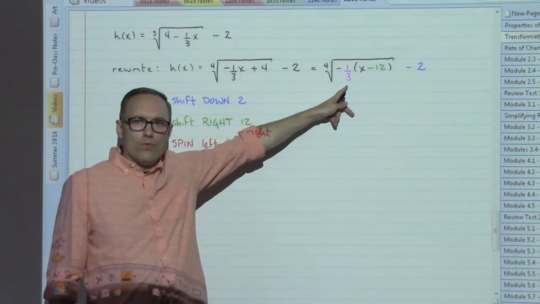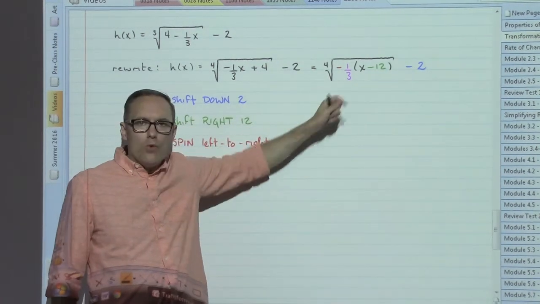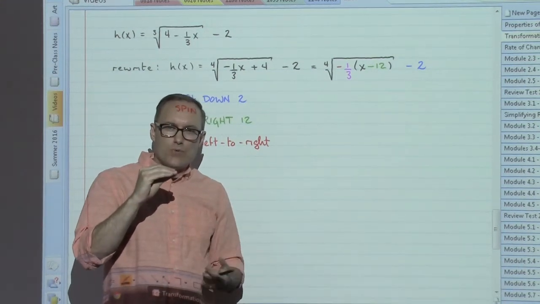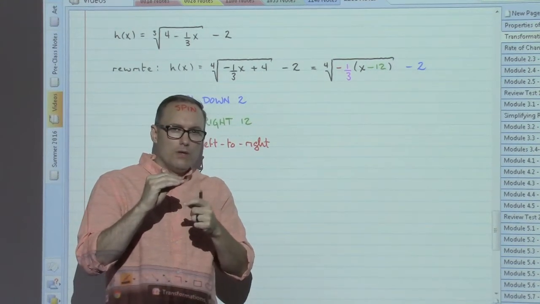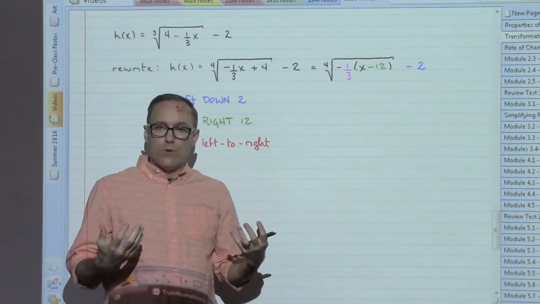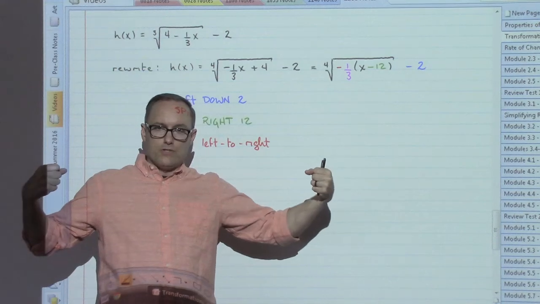Then we've got that 1/3. We go, oh, 1/3 is small, but wait, the horizontal stuff has that switcheroo, so instead of small, switcheroo that and go big. That's going to be a horizontal stretch.